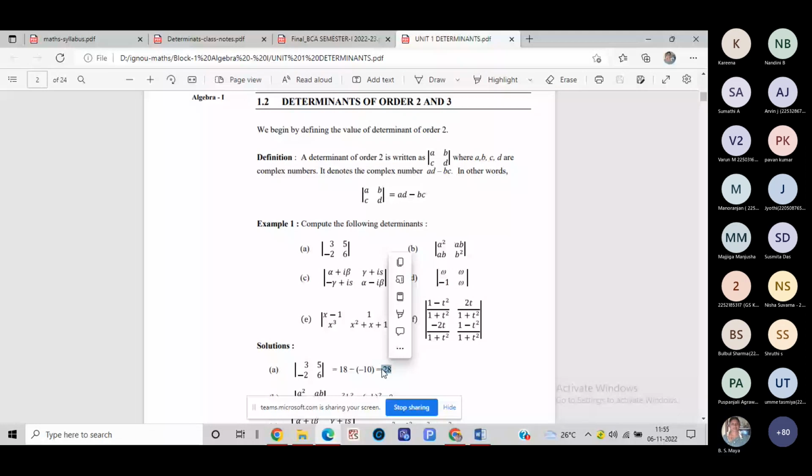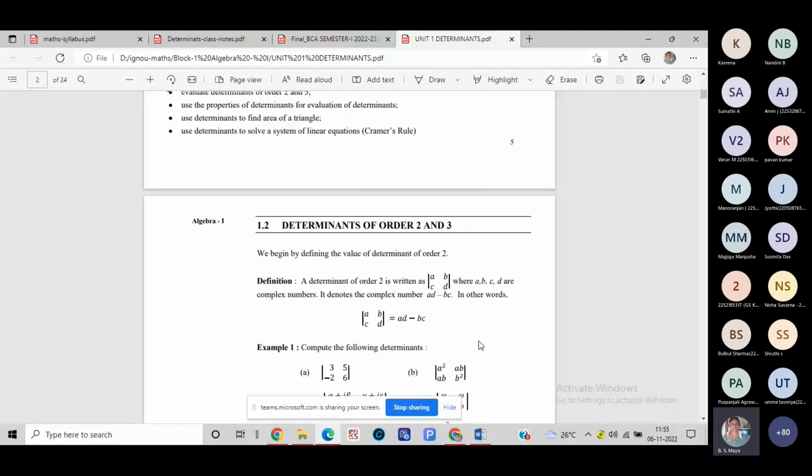Okay. Can we take the problem B? Problem B. A square, B square, A square into B square, A square B square, minus AB into AB.